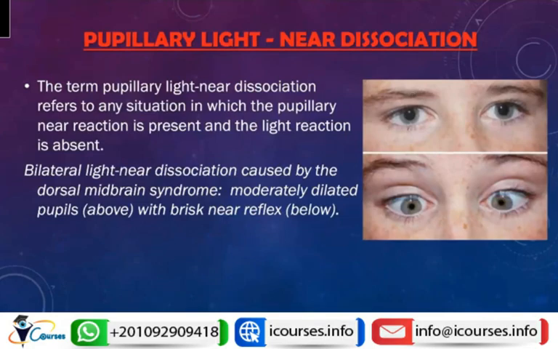There is a condition called light-near dissociation, or pupillary light-near dissociation, as I just mentioned in the first part of the lecture, in which there is absence of the light reflex and an intact near reflex. So in this patient, there is a light shining into both eyes, and you can see that both eyes are dilated, while the patient is looking at a near target, there is constriction and convergence of both eyes, so the reflex is present or intact.